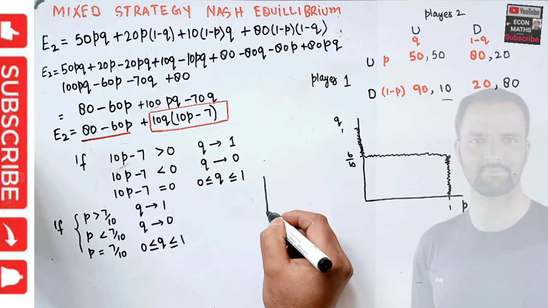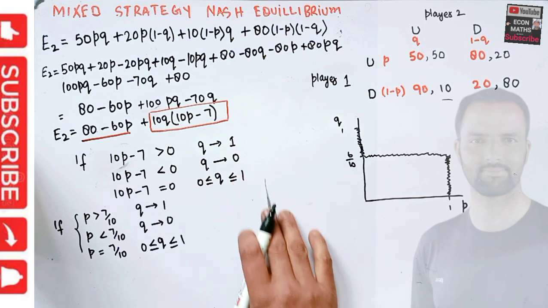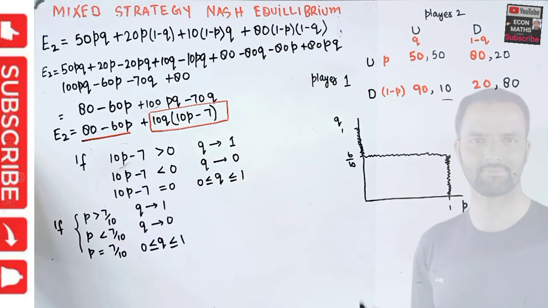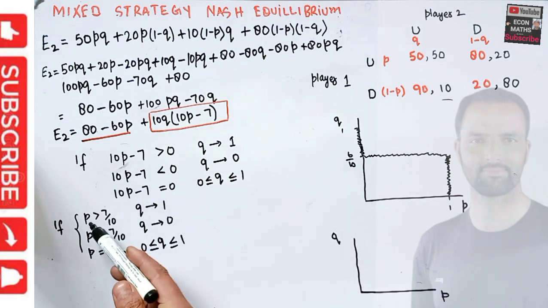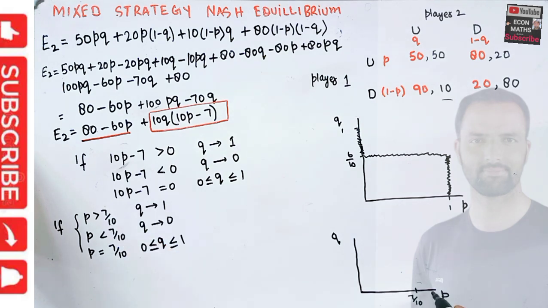Let's draw it here, or let me draw it here if I have this space. We have P, we have Q here. Now we have P is 7 upon 10. Let us say this is here 7 upon 10. Let us say this is here 1, and here we have 1 as probability.